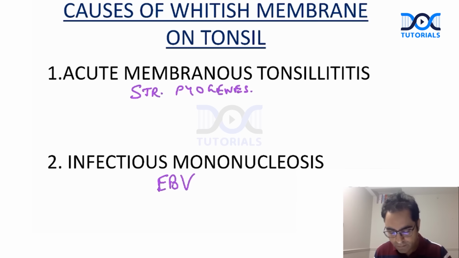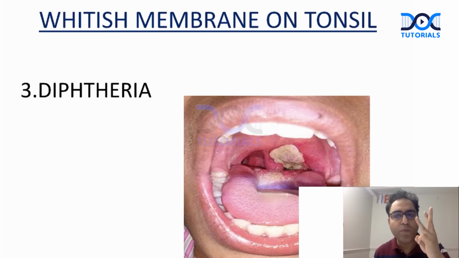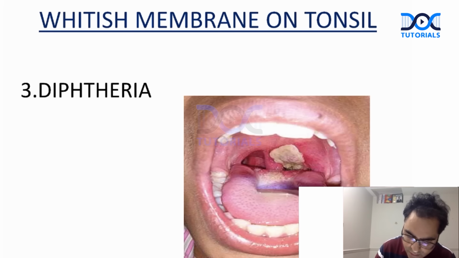Number 3, very important: diphtheria. Diphtheria is still very important, so don't forget diphtheria. Diphtheria membrane, 3 points to remember. Number 1, it is a pseudo membrane. Number 2, it bleeds on removal. Number 3, it extends beyond the tonsil to the palate. You can see over here also, it is extending beyond the tonsil to the palate, to the posterior pharyngeal wall, and all those areas.